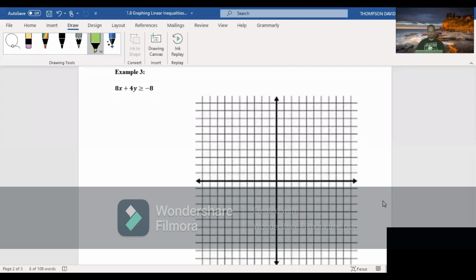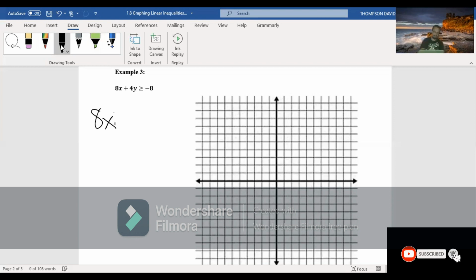Example 3. We're given 8x plus 4y is greater than or equal to negative 8. So in this situation, we have an equation in standard form. We could solve this by still putting it in slope-intercept form, but it's going to be a lot easier for us to find our x and y intercepts. So let's start by plugging in a 0.